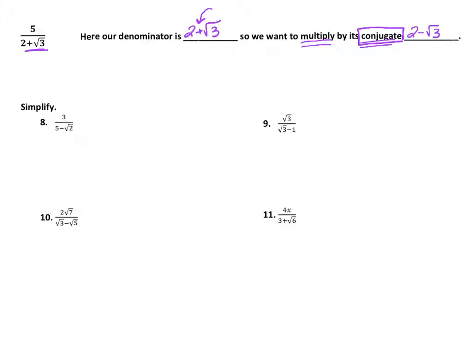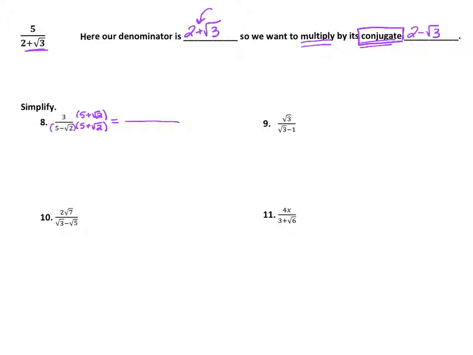So I have 5 minus root 2. So I want to multiply by the conjugate, which is 5 plus root 2. And I want to do that on the top and the bottom, because whatever I do to the bottom, I must do to the top. Now, I'm going to multiply out the bottom first. And again, I'm going to have to FOIL.